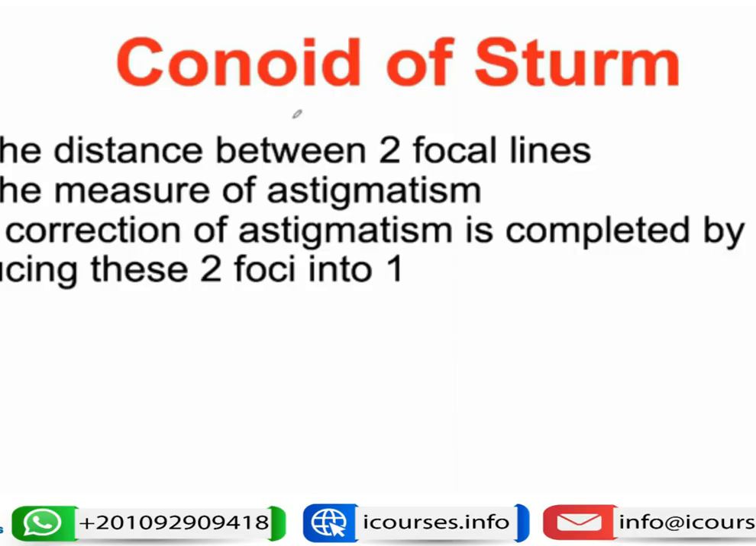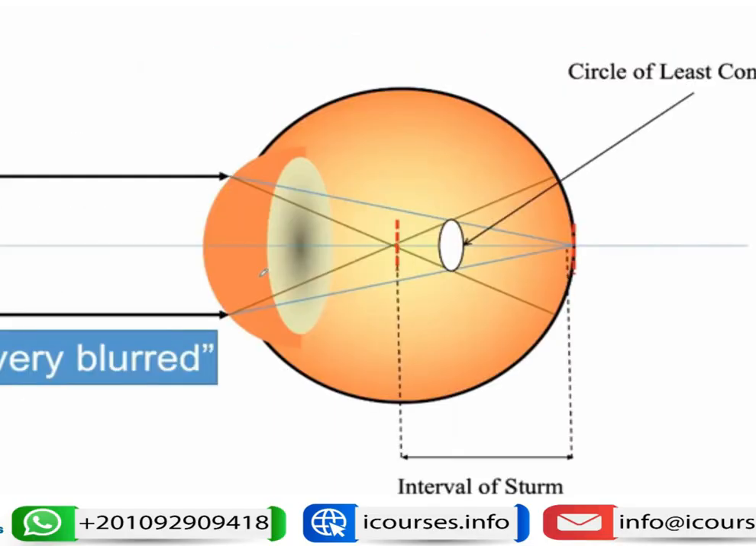So the conoid of Sturm is the distance between the two focal lines, and it is the measure of astigmatism. The correction of astigmatism is done by reducing these two focal lines into a single focus. So, for example, this toric lens will form a first focal line and a secondary focal line.